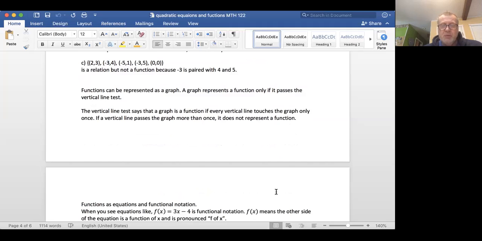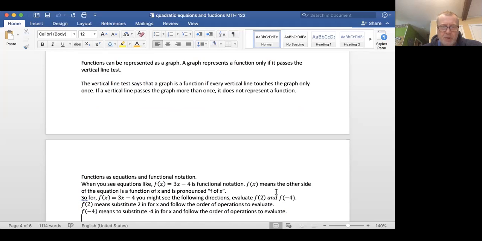A function can also be represented as a graph. It has to pass a vertical line test. I draw a vertical line through the function. If that vertical line crosses the graph only once, it's a function. If it crosses more than once, it is not a function. You're probably pretty familiar with that.